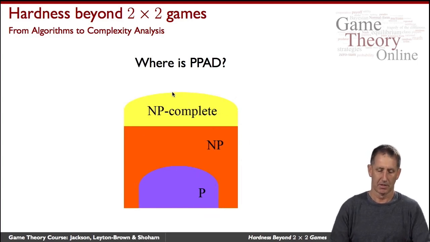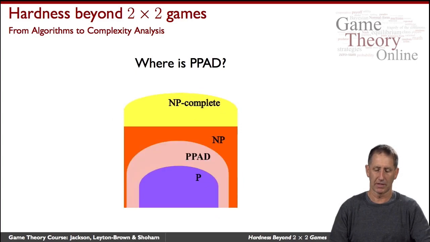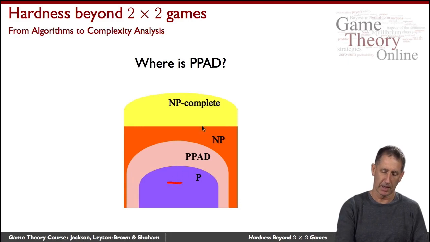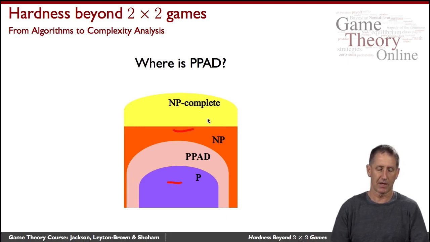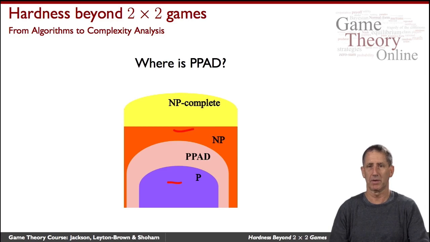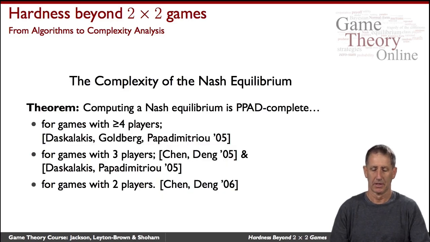And given that, PPAD turns out to reside somewhere within this class. Now again, we don't know whether this entire class does not collapse and all become one and the same. It's widely believed that it does not, but proof doesn't exist. However, we do know that PPAD lies someplace in between P and NP. Now, what does that have to do with the problem of computing a Nash equilibrium? Well, that's where the following theorems come in.